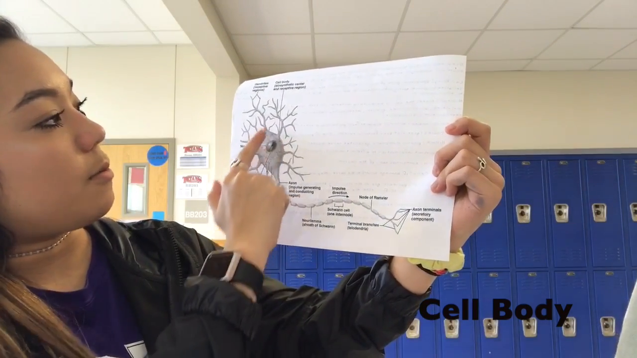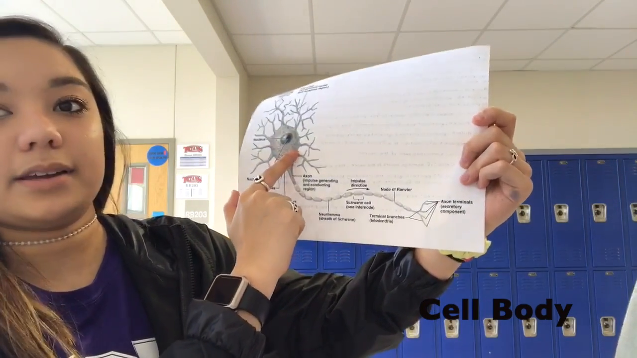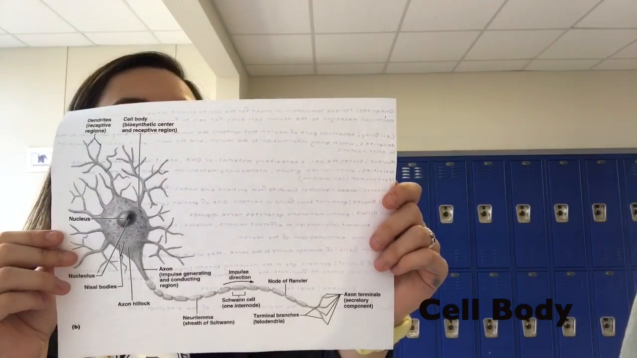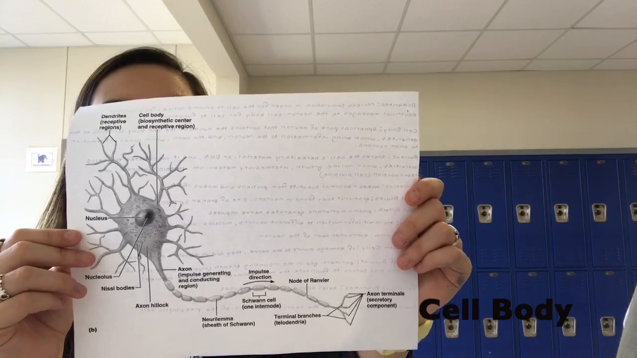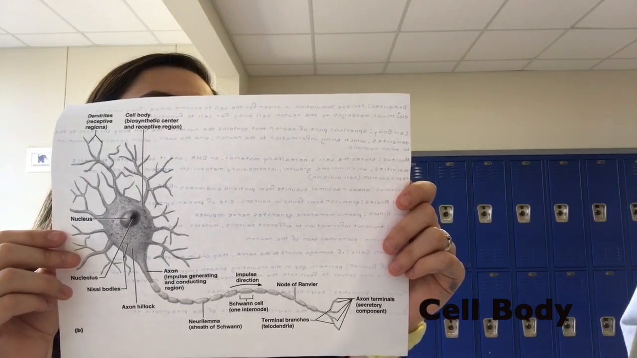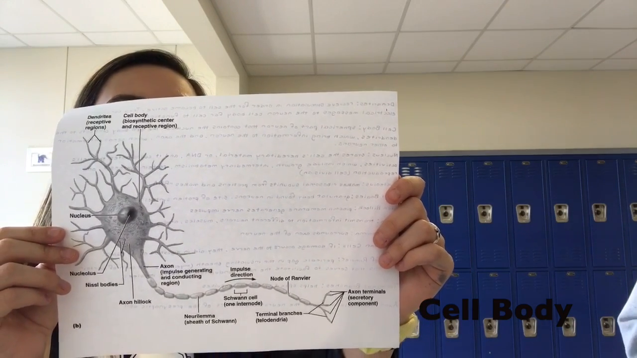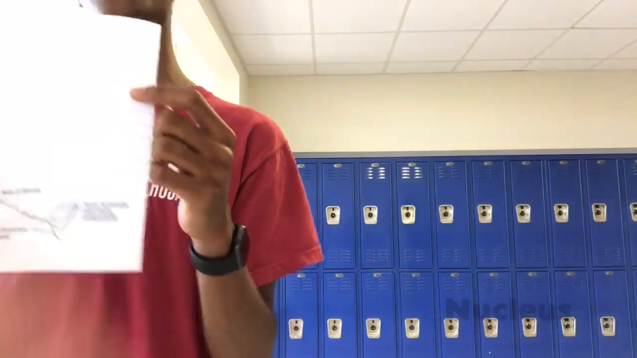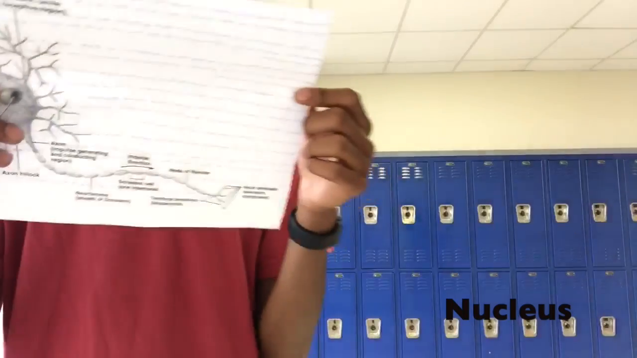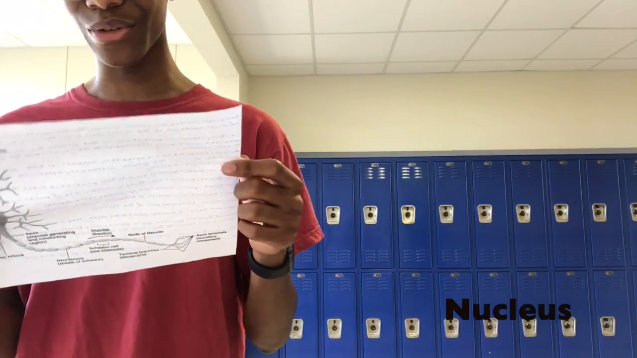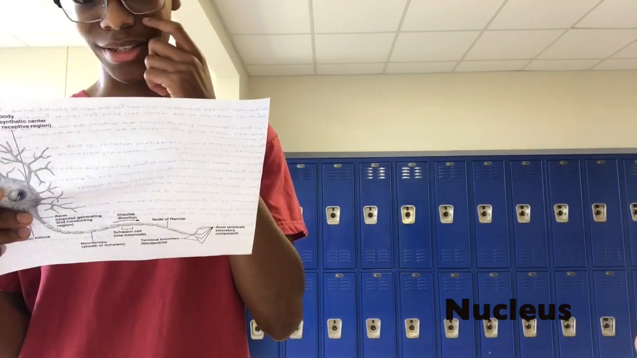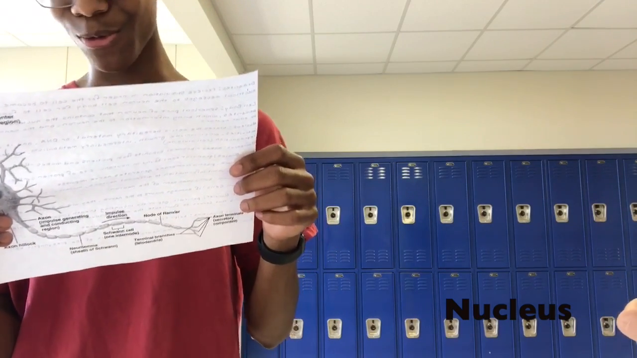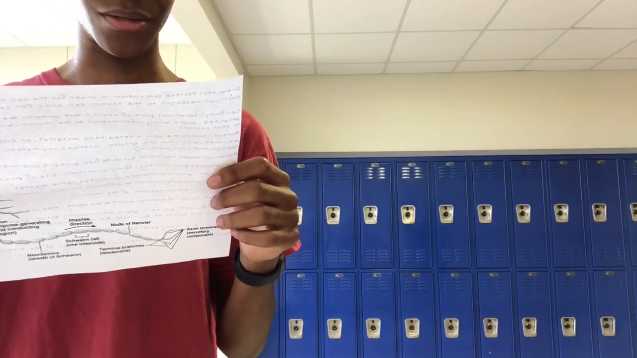This is the cell body right here. It's the spherical part of a neuron that contains the nucleus, and it connects to the dendrites, which bring information to the neuron, and the axon, which sends information to other neurons. This is the nucleus. The nucleus stores the cell's hereditary material, or DNA, and it coordinates the cell's activities, which includes growth, intermediary metabolism, protein synthesis, and reproduction.